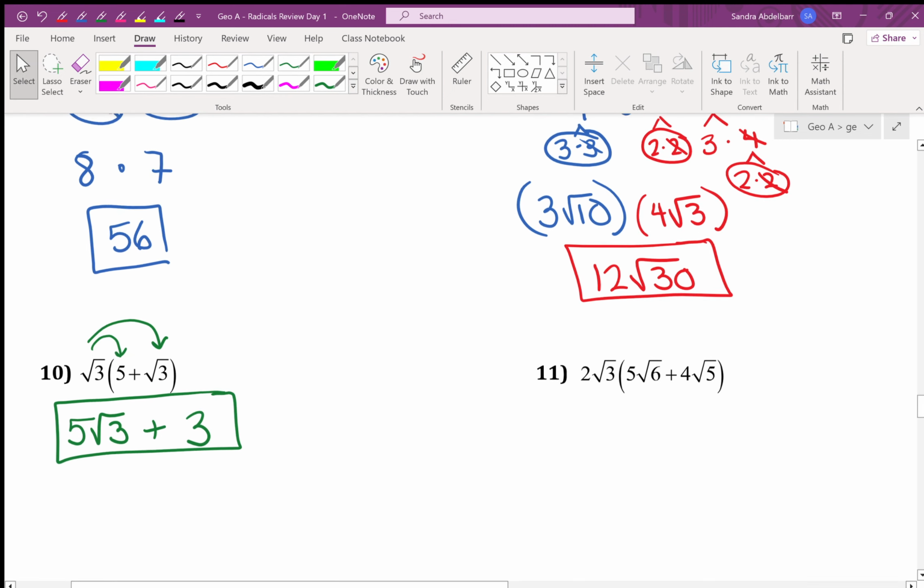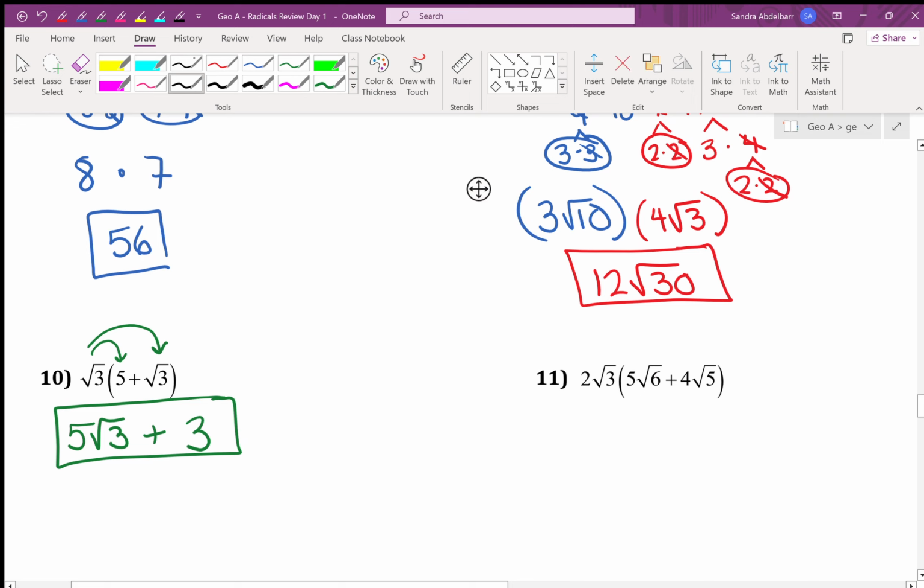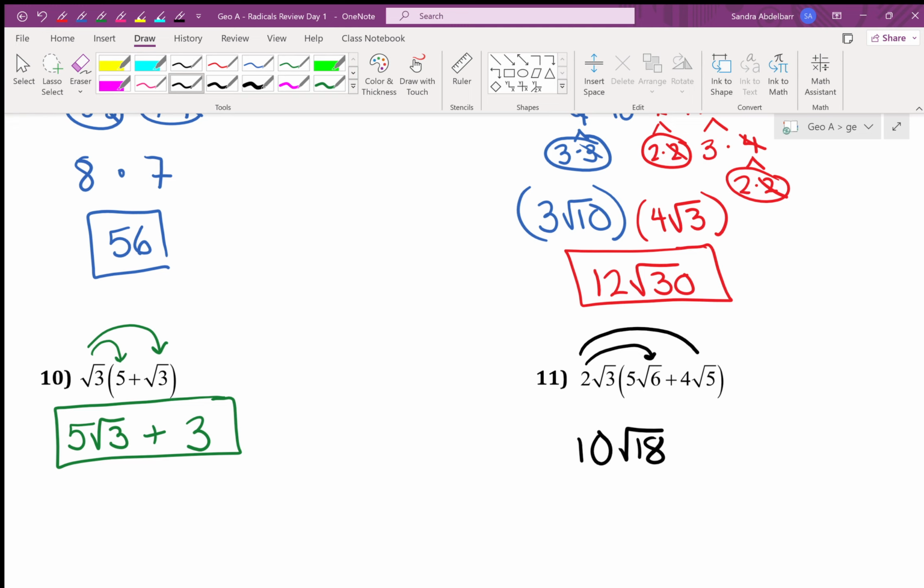All right, number 11. 2 root 3, we're distributing again, times 5 root 6. Remember, multiply the coefficients. 2 times 5 is 10. Root 3 times root 6 is root 18. Then I have 2 root 3 times 4 root 5. 2 times 4 is 8. Root 3 times root 5 is root 15. Is this my final answer? James, what should I do?